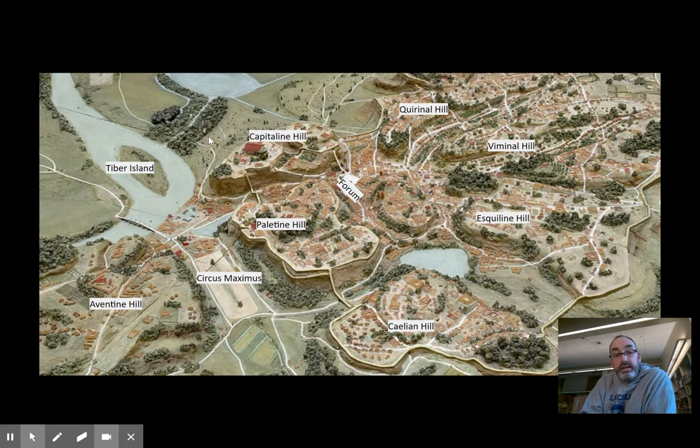Another piece that you see right here is the Forum, between these hills, in the center of all those hills. The Forum is the center of town. It is where they would have their main temples, their shops, where they would meet to discuss things. In Greece, it would be called the Agora, kind of the central marketplace, but it's the downtown area of Rome.